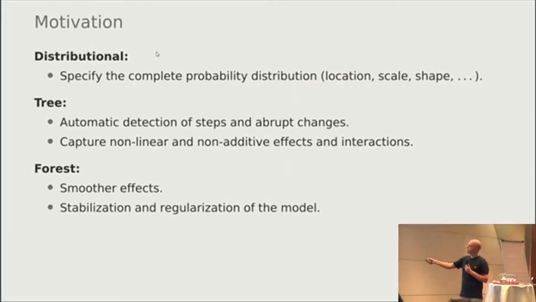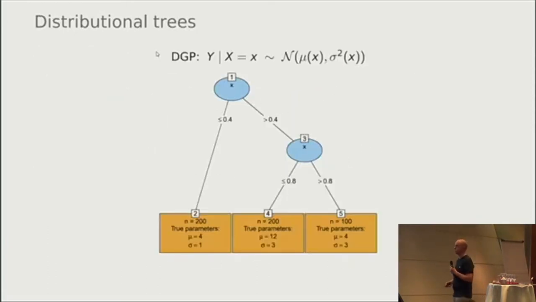And in the tree and in the forest, I don't need to do that in the same way. I can automatically detect steps or abrupt changes, and by that can capture nonlinear functions, can capture interactions between variables, and so on. And then I can use the forest to smooth these effects from the tree and also stabilize and regularize the entire model to get more stable results in contrast to a single tree.